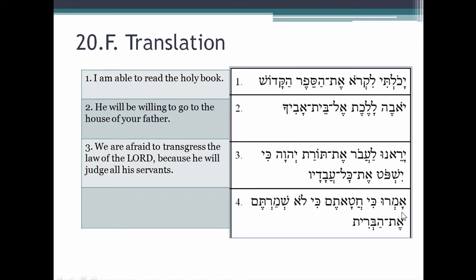So they said, okay, they said ki, that chatatem. Tem is a dead giveaway for second masculine plural, kal perfect. So they said that you, plural, sinned or have sinned, ki, because lo shamartem, same thing here, second masculine plural, kal perfect, because you did not keep, or you did not guard, et direct object marker haberit, the covenant. So they said that you sinned because you did not keep the covenant.